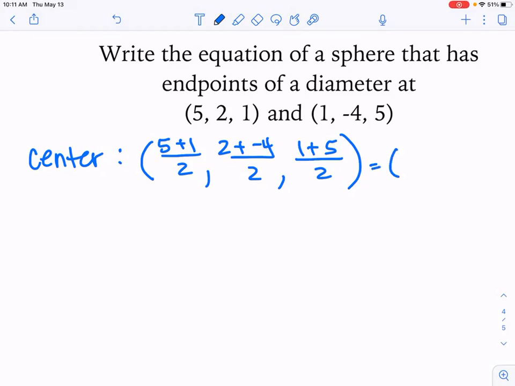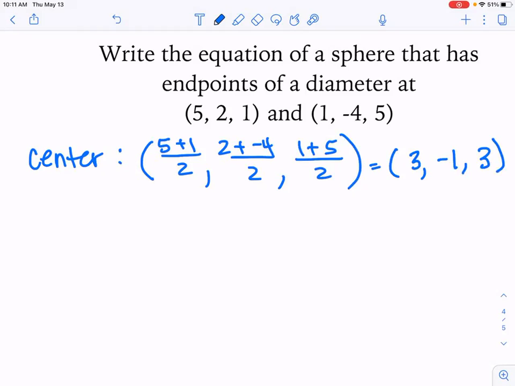Okay. All right, so our center would be at what? 3, -1, 3. Do you agree with that? Okay, thank you. Okay. All right, so we have the center.